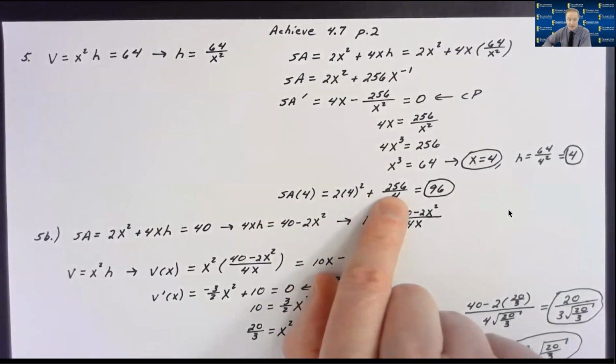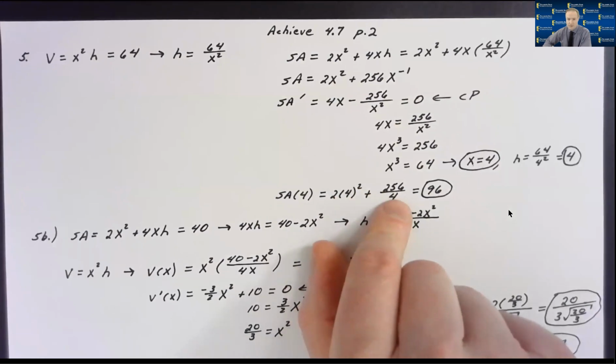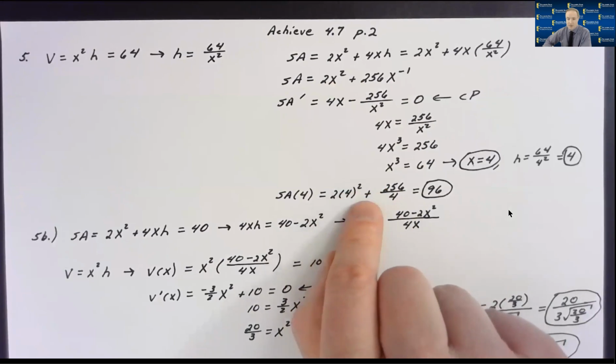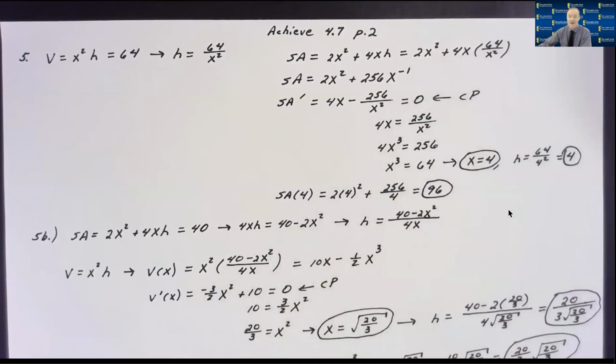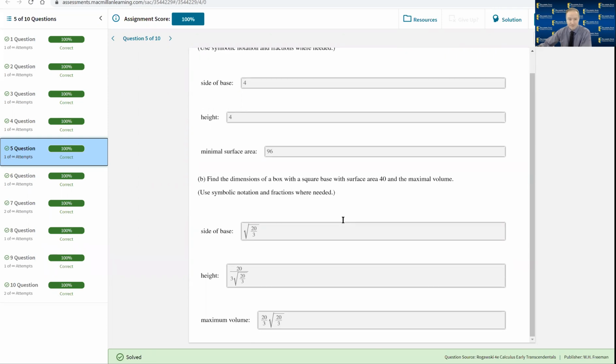And when I do that, I'm just getting 2 times 16 plus 32. That is 2 times 16, 32, and then plus 64, 32 plus 64, 96. And so we can say our minimal surface area is 96, and they never mention units in this problem. You could say square units, but of course, don't write that in. Achieve doesn't want it.